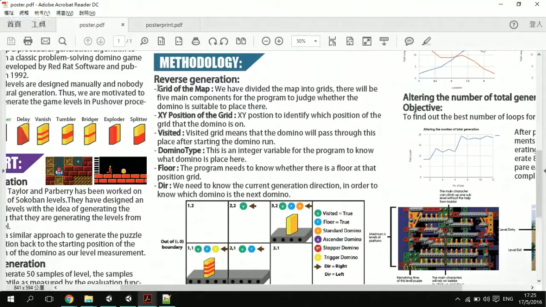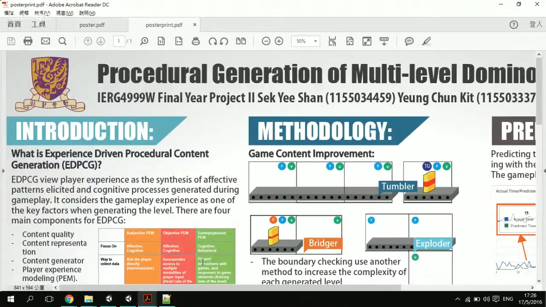We use these attributes to indicate whether the domino can be put there: the grid of the map, the position of the grid, visited or not, domino type, and forward direction. And in the last semester, there was a main problem on how to indicate whether the level is completable or not. That's why in this semester, we focus on this topic, which is experience-driven procedural content generation, EDPCG.